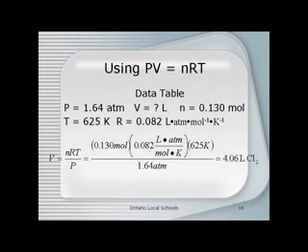We always take care of units first because the unit left over will tell us whether we set the equation up correctly or not. Our moles cancel, our atmospheres cancel, and our kelvins cancel. We're left with liters as a unit, and that's what we're looking for. So we multiply our numbers through on the top, 0.130 times 0.082 times 625, and then we divide by our 1.64 on the bottom. When we do that, we'll find that the volume of chlorine left over at 1.64 atmospheres of pressure and 625 Kelvin is 4.06 liters of chlorine.